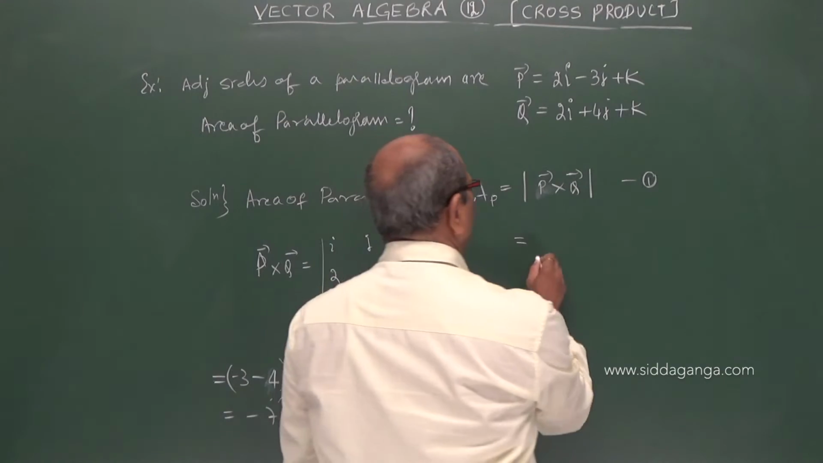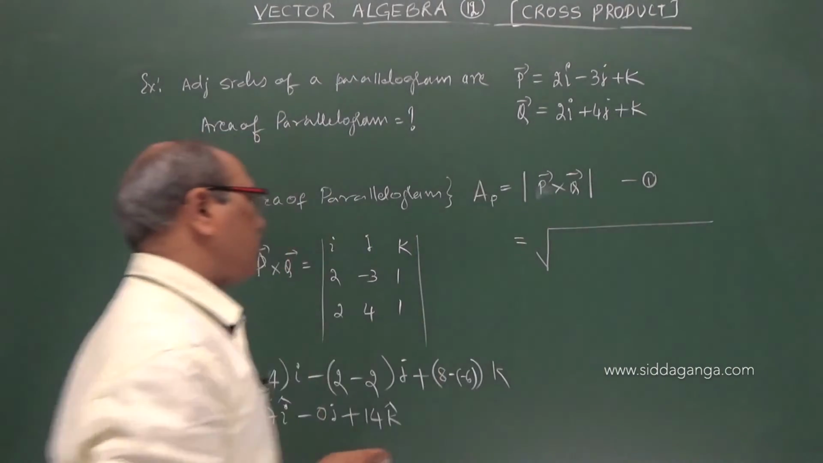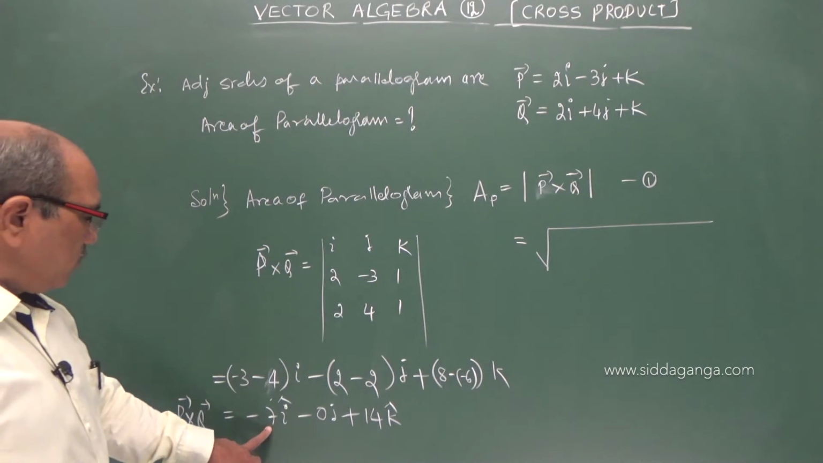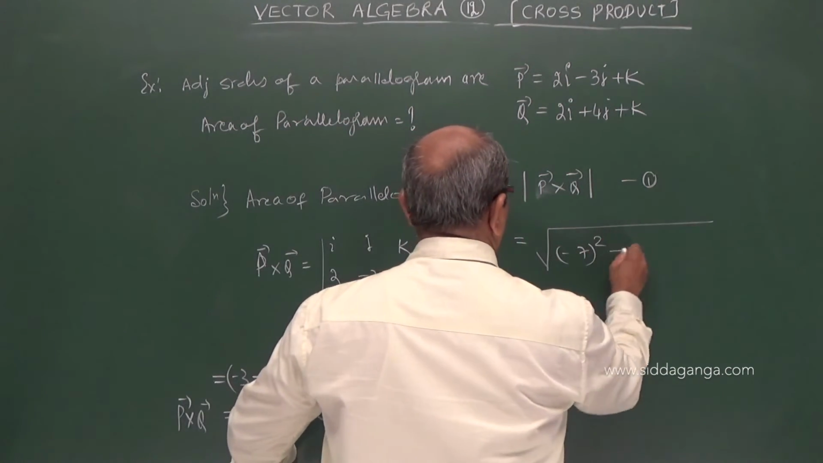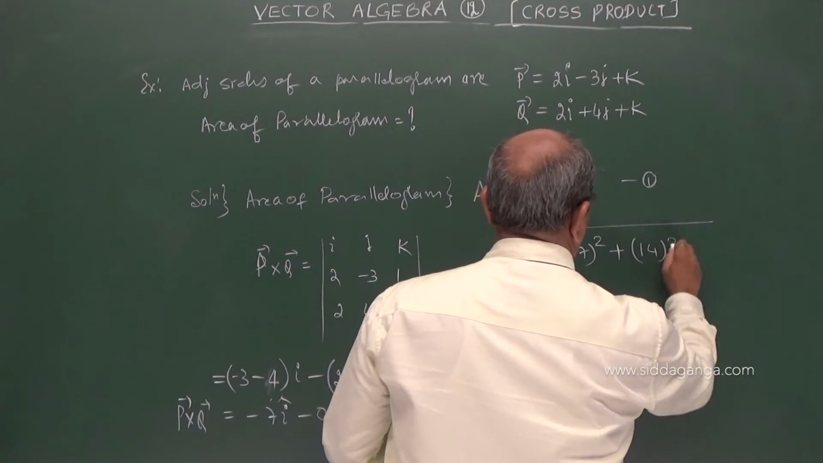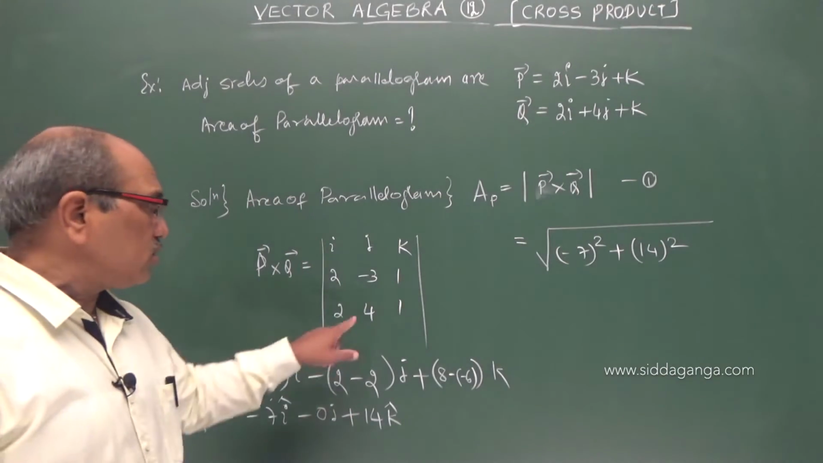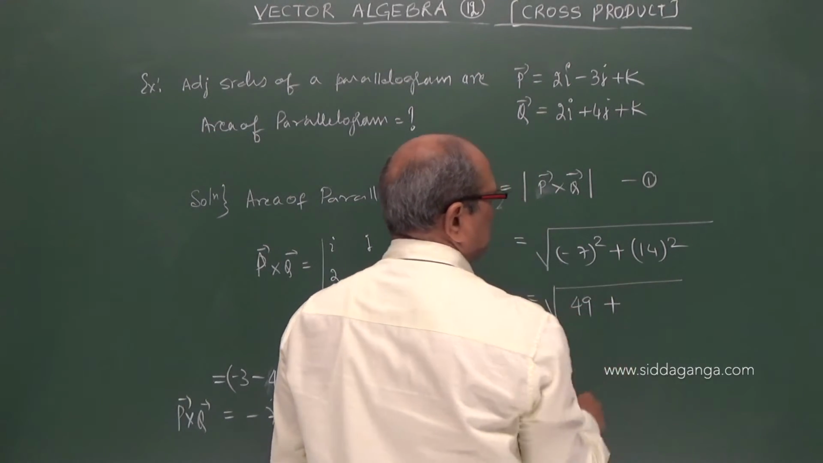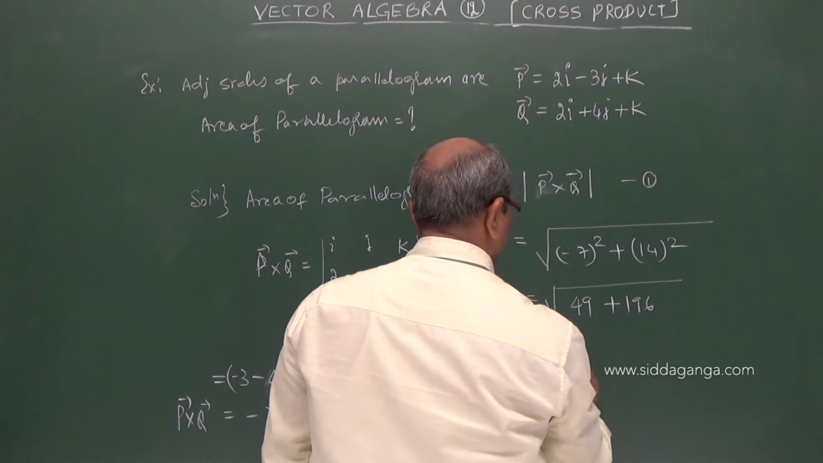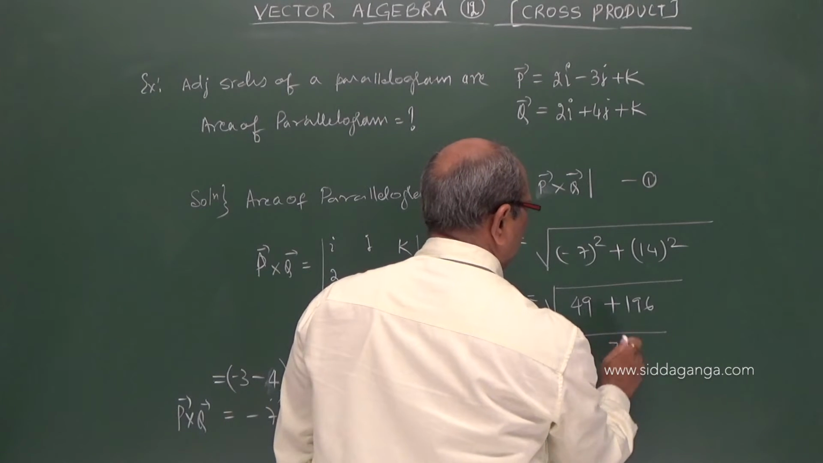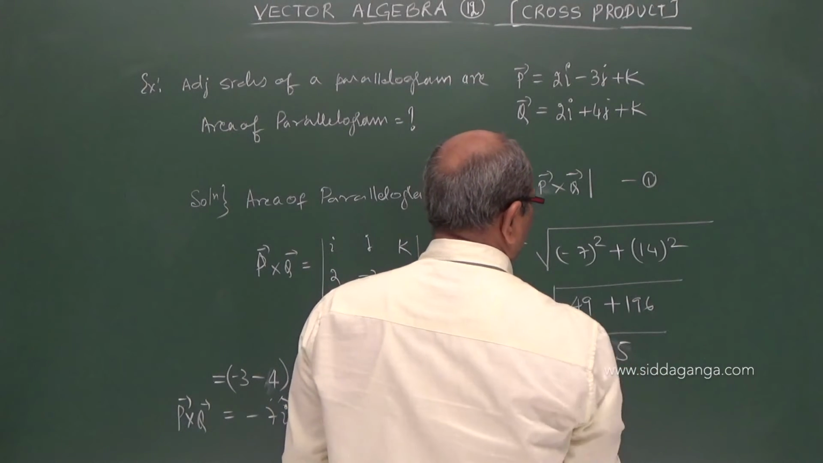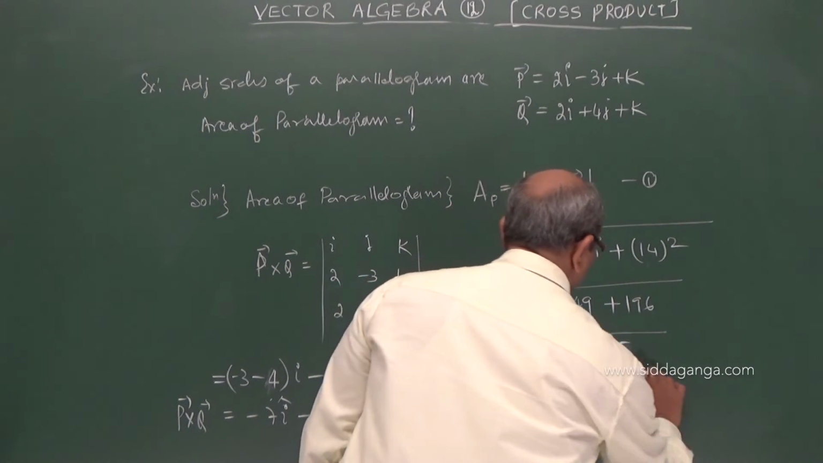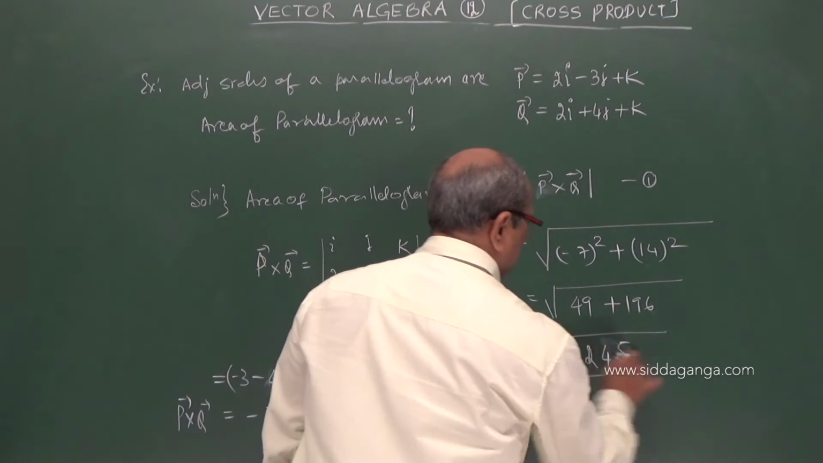Now area means you want the magnitude of this vector you got, P cross Q. The magnitude is the root of minus 7 whole square plus 14 whole square. The j component is 0, leave it. I think you understood. So this is root of 49 plus 196, which becomes root of 245. The answer is root 245 unit area of the parallelogram.